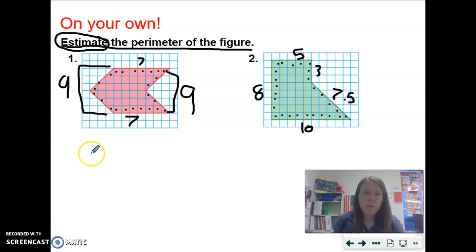Alrighty, welcome back. Here's what I have achieved so far on each one of these problems, and I wanted to kind of explain my thinking and how I got some of these answers first before we come up with the total perimeter.